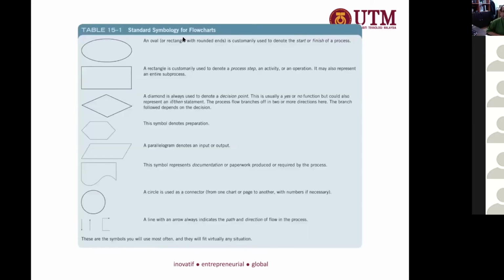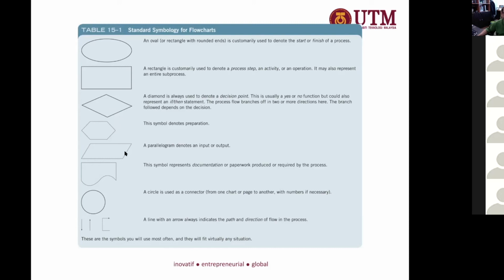So these are among the standard symbols for flowchart. In fact, we have more nowadays. These are the very basic ones. If you want to start the process, maybe you can use an oval or rounded rectangle. But a square rectangle like this is for processes. If you want to make a decision, you use a diamond like this. This is when you prepare something.